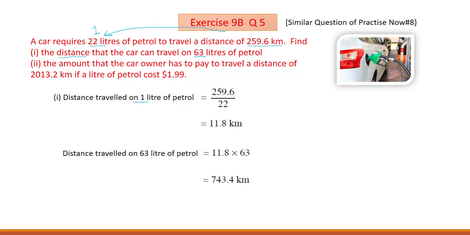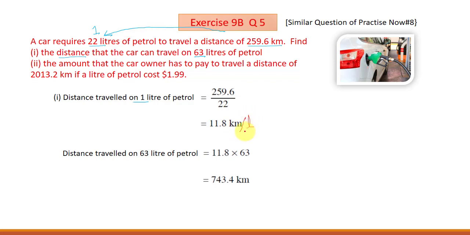Dear students, in the previous video we solved question number 5. In fact, we did part 1, but part 2 is what we are going to discuss today. If you look at the question, a car requires 22 liters of petrol to travel a distance of 259.6 kilometers. Then we calculated how much distance is traveled by the car when it uses 1 liter of petrol.